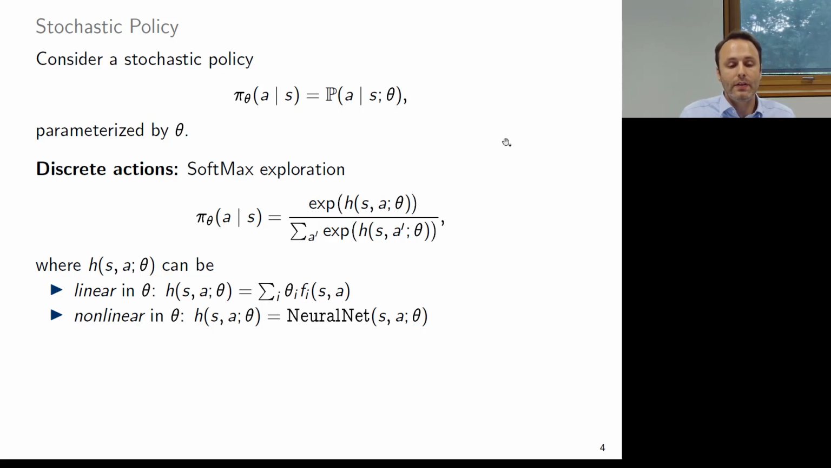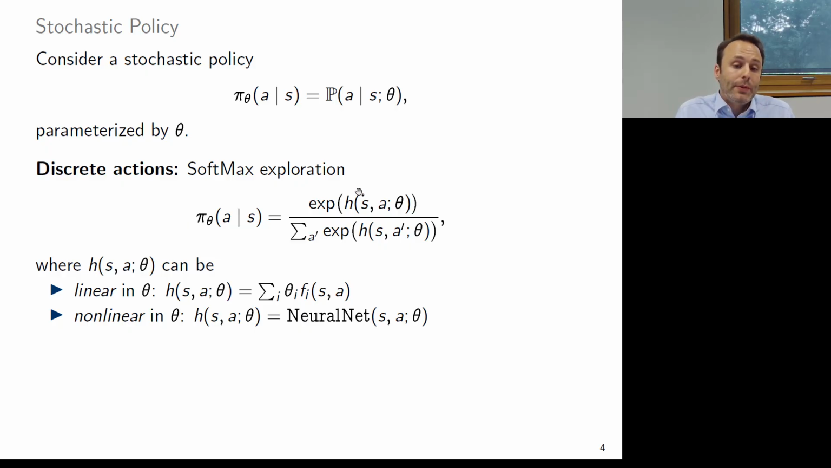And so if we take the exponential function of this number for one action and divide it by the sum of the exponentials with the values of all the actions, then we normalize this to be between 0 and 1. And the exponential takes care that it's all a positive value. And so we have something that is also smooth and continuous, and we can take the gradient easily.